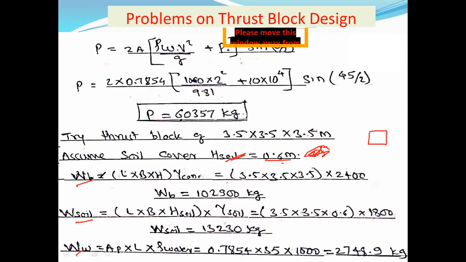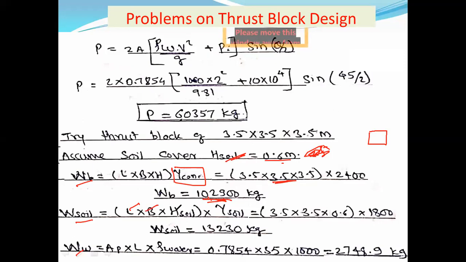Now we have written their formulas. To find out the weight of block, L into B into H into gamma concrete. The weight density of concrete is given in the problem. So put these dimensions there and find out the weight of the block. So you got here the weight of block as 1,02,900 kg.